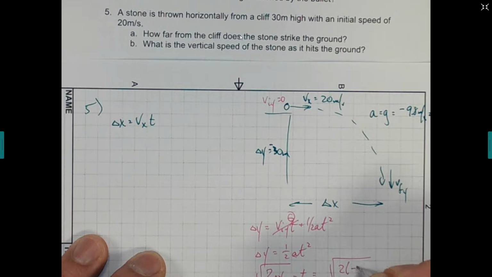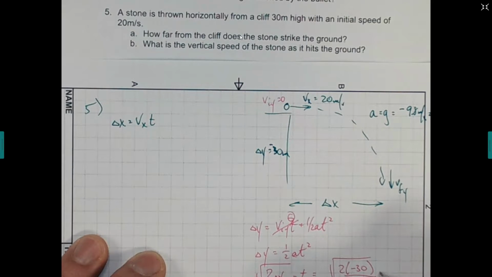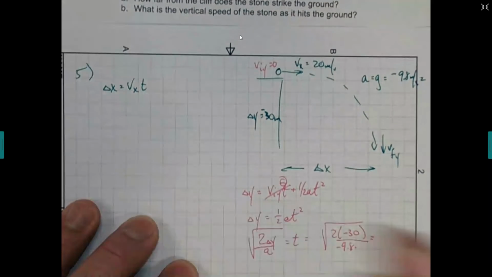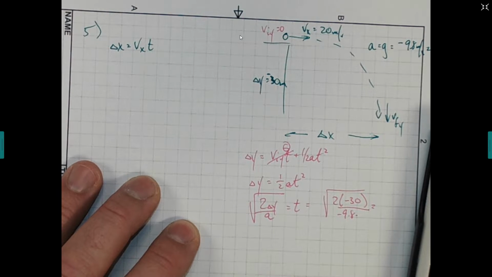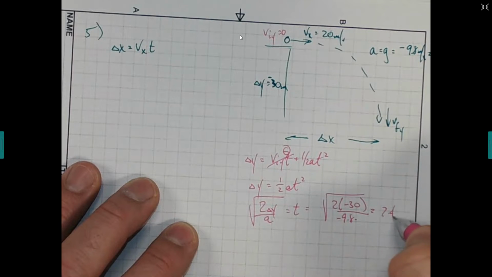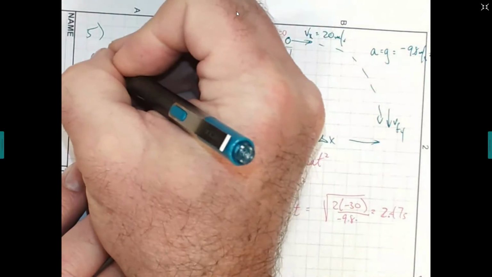The square root of 2 times negative 30. That's my delta y. The acceleration is negative 9.8. Move the units off, make it a little less cluttered. Whoops, get it up on the screen so you can see what we're doing. And then we're going to take the square root of 2 times negative 30 divided by negative 9.8. And we get 2.47 seconds for all that distance.